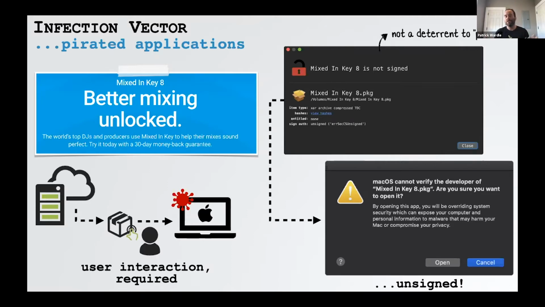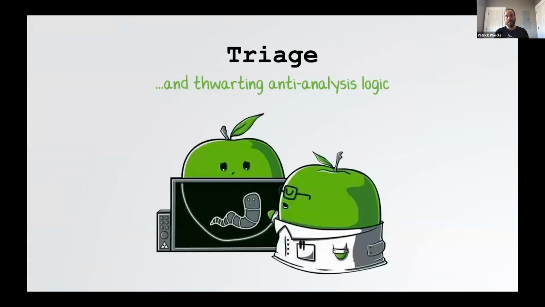They're probably not too surprised where these packages are unsigned. So now we know how EvilQuest infects Mac users, right, via these pirated applications that have been Trojanized. Before, though, we can dig into its persistence and capabilities, we need to perform some initial triage. This is going to allow us to determine how to decrypt its encrypted strings and also allow us to both identify and thwart its anti-analysis logic.